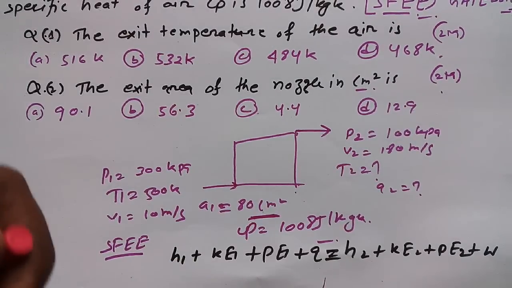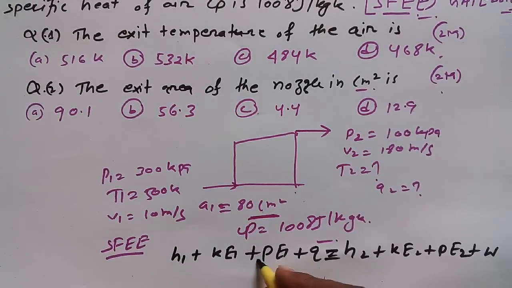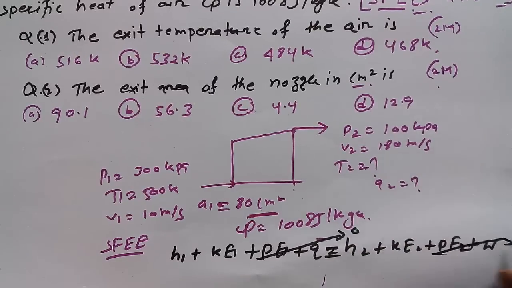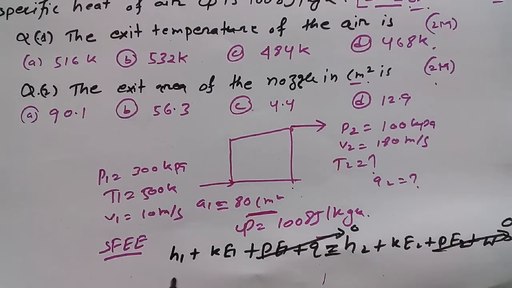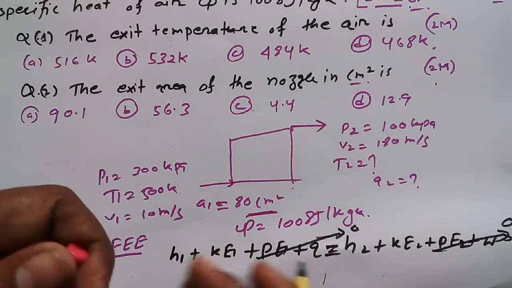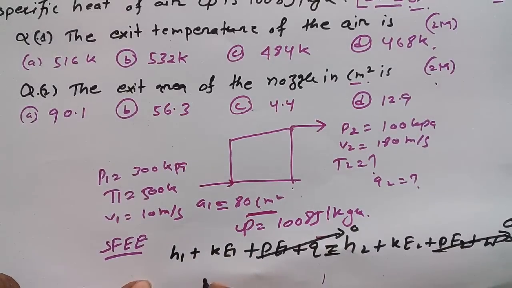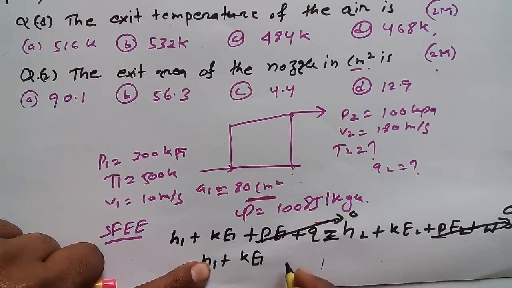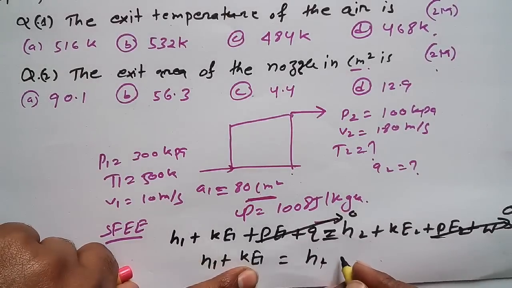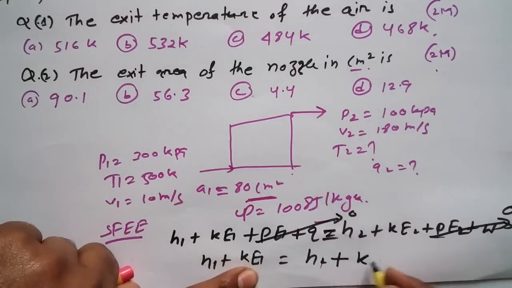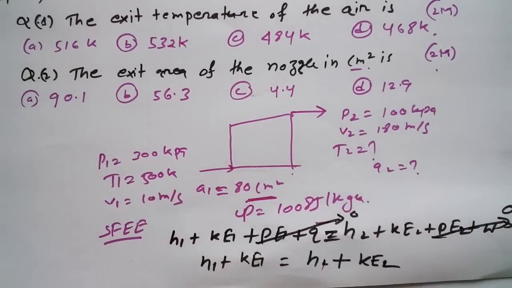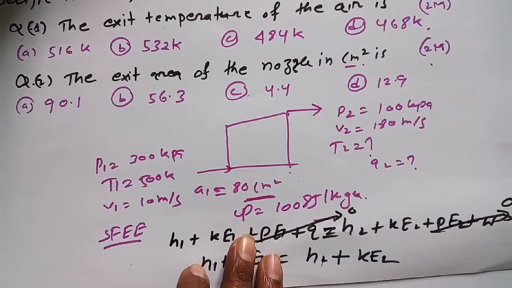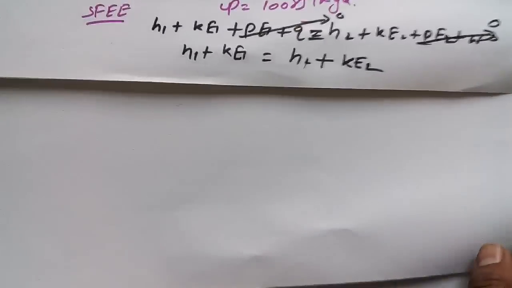This is a case of adiabatic, so all these terms tend to 0. We are going to consider all these terms as 0. So what we have remaining right now is H1 plus kinetic energy 1 is equal to H2 plus kinetic energy 2. Now we know the formula of kinetic energy. Let me show that.